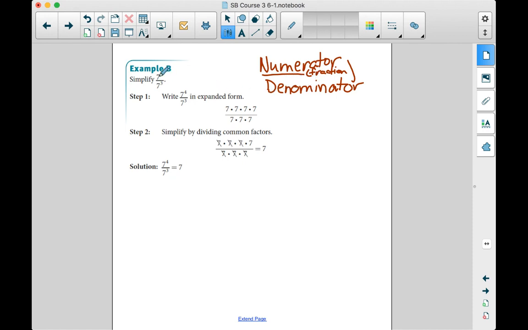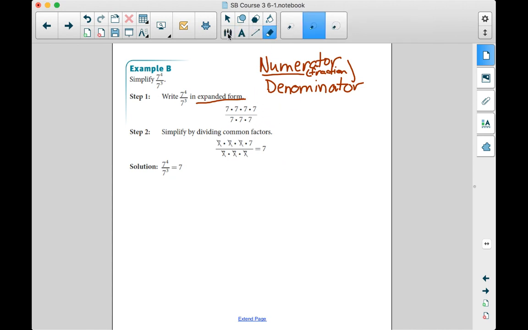So over here in our numerator, we have 7 to the power of 4, 7 being our base and 4 being our exponent, and that's over 7 to the power of 3. So we're going to take this exponential form and we're going to write it in expanded form. So 7 to the power of 4 is 7 times 7 times 7 times 7. There's 4, so it's the base times itself 4 times, and then that's over 7 to the power of 3 right there.